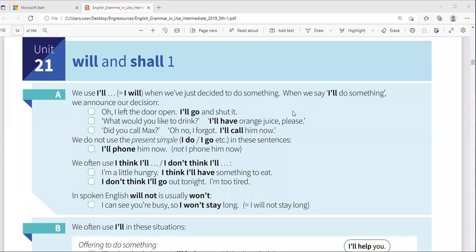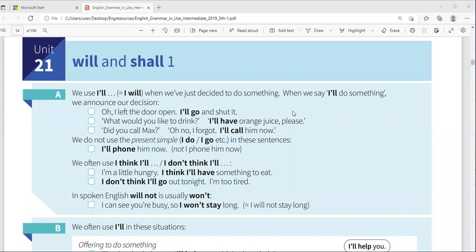Yeah, so our last lesson was about the future. We began actually discussing the future tenses. And we looked at two other tenses that we use for the future. We looked at the use of present continuous for the future, and also present simple for the future. Those are ways of talking about the future.